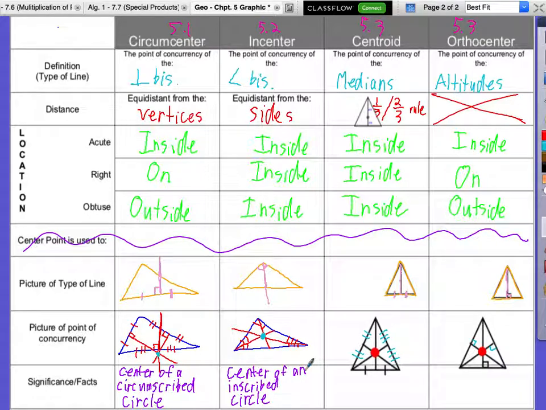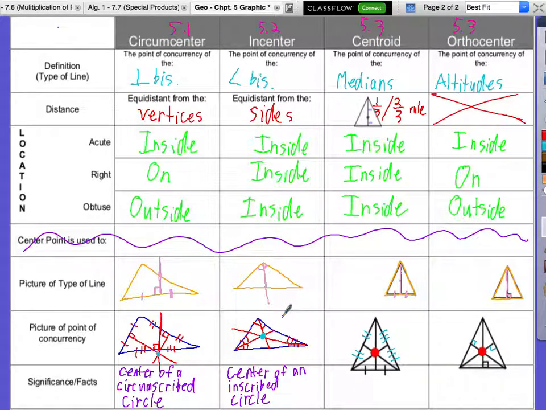Oh yeah. Wait. So the circumscribed circle goes around it, touching all of them together. And then the inscribed circle is inside. Yeah, it goes inside the circle, so it would touch all these sides. It doesn't touch the vertices, it touches the sides.